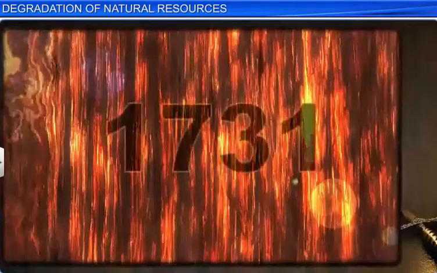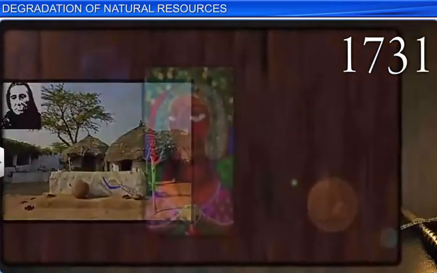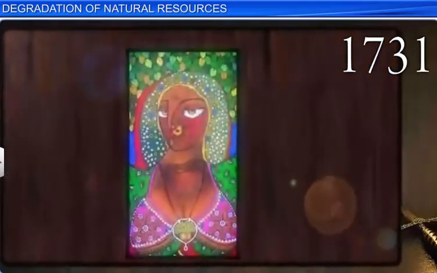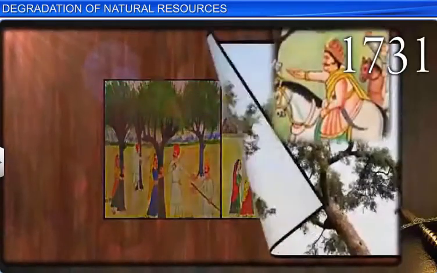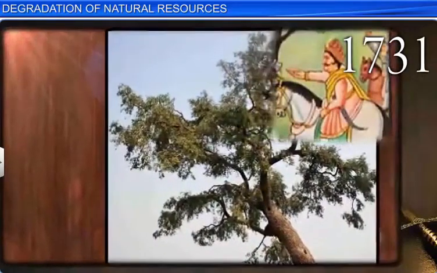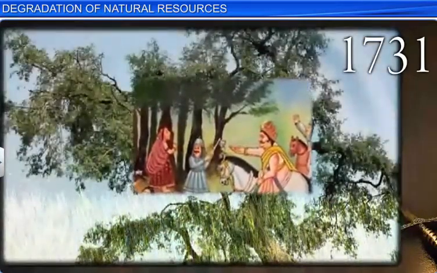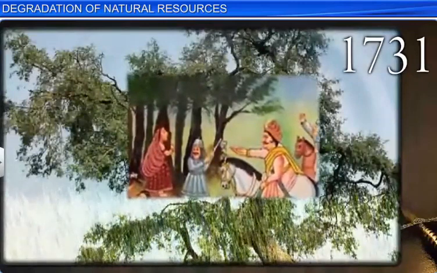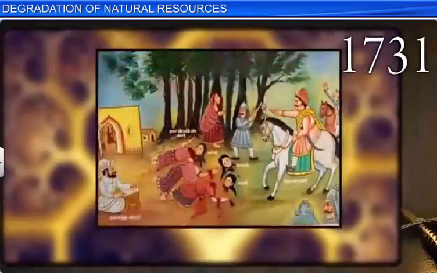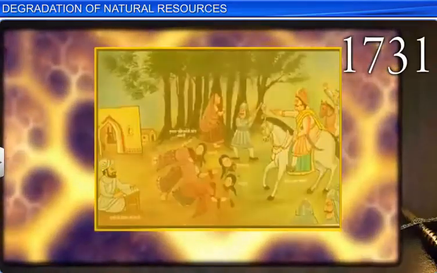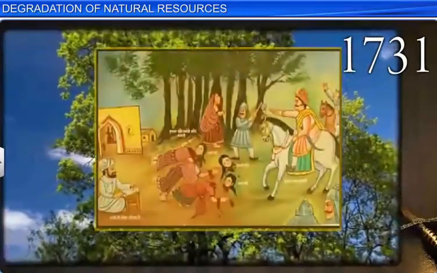In 1731, a Bishnoi woman named Amrita Devi showed commendable bravery by hugging a tree when the king of Jodhpur sent his men to cut trees for his new palace. She was adamant and defied the king's men, saying the axe would have to fall on her before they cut the tree. Sadly, her 3 daughters and hundreds of other Bishnois followed her, sacrificing their lives to save trees.